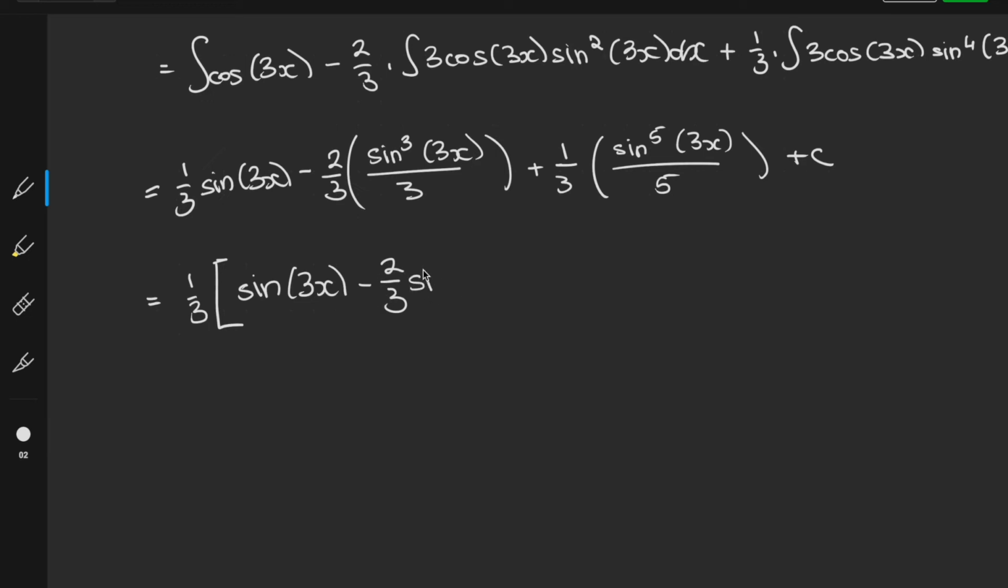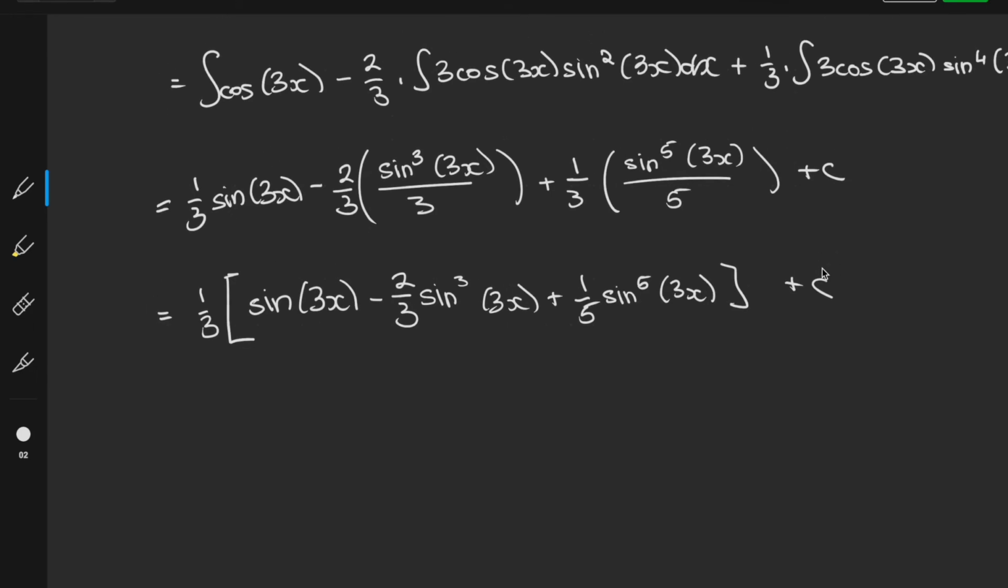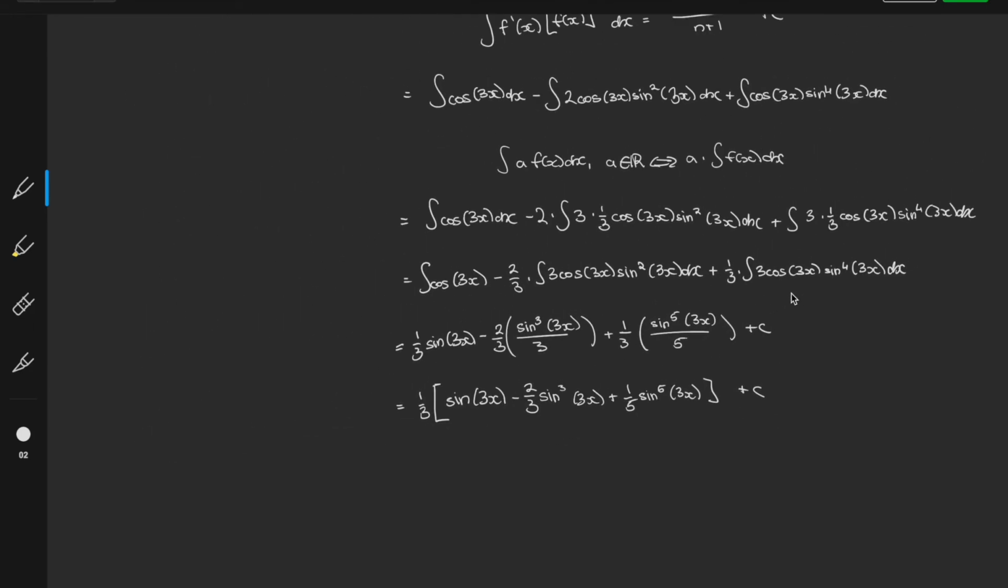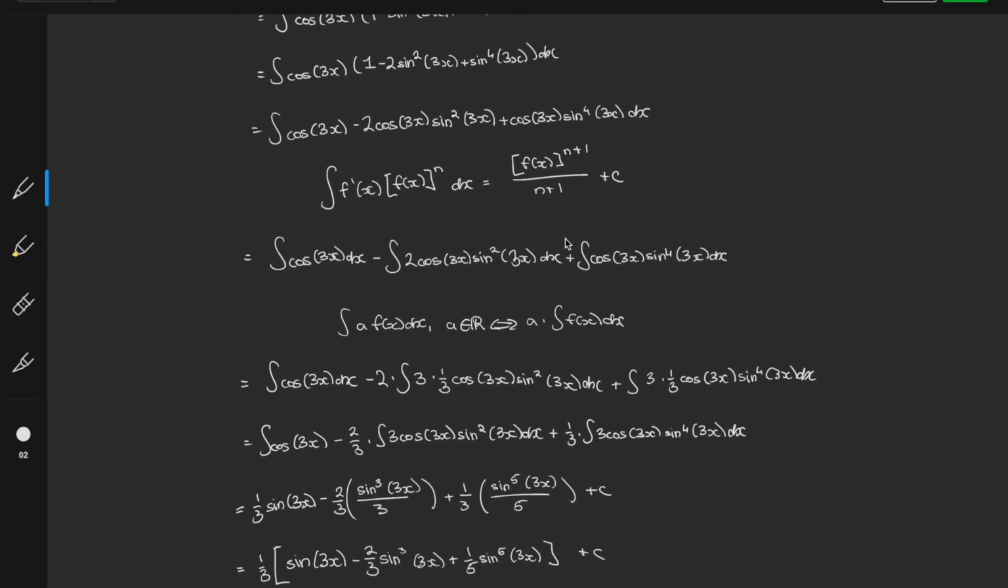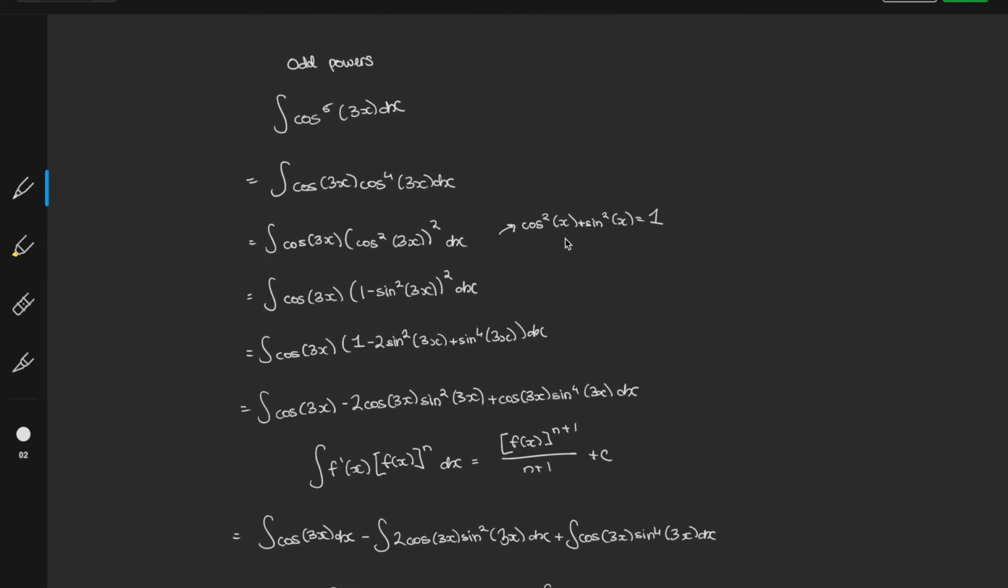And this is just going to stay as sine cubed of 3x. And then because we have this third here that we factored out, this is just going to stay the same, plus a fifth times the sine to the 5th power of 3x, and then plus c. So that's that integral done. A fair bit of computation, but it's not too bad once you practice it and you know what you're looking for.